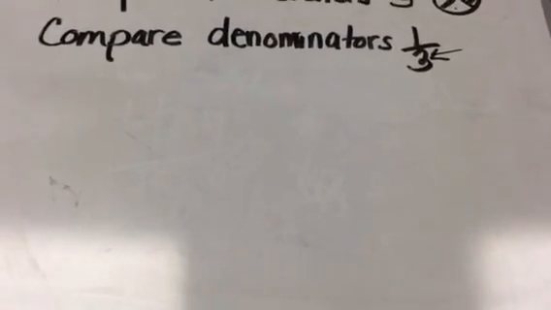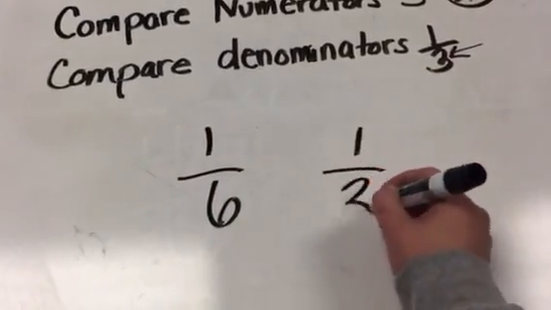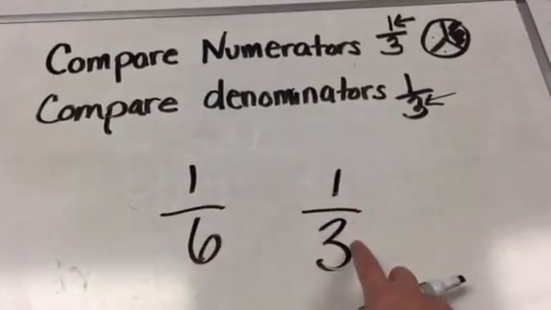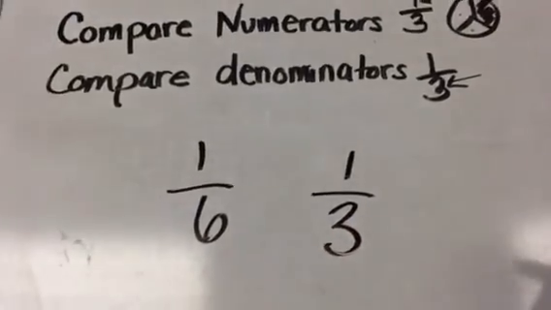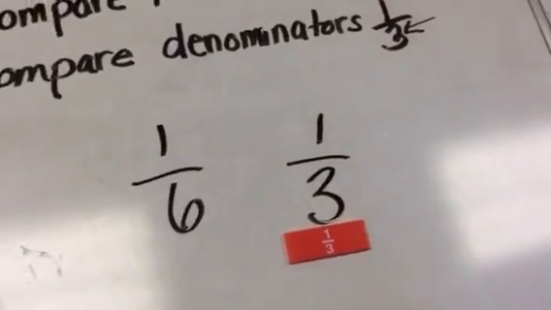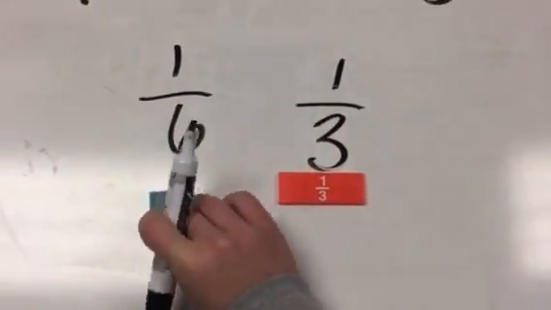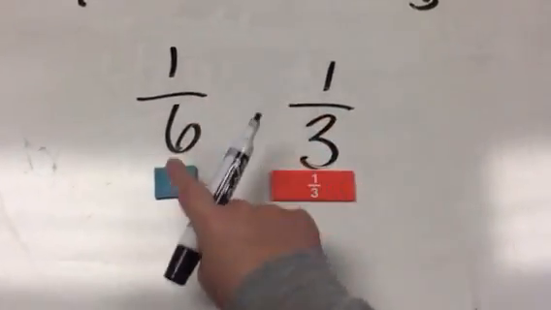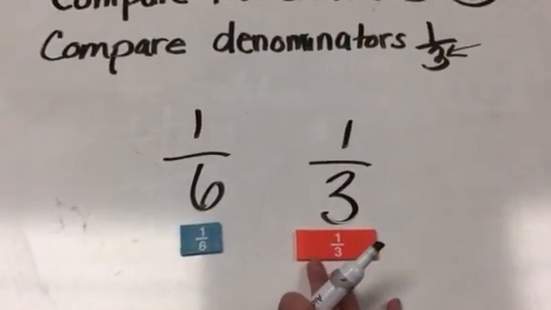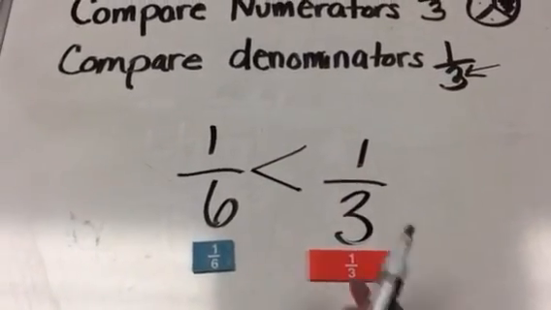Let's try one. So let's try 1/6 and let's try 1/3. Okay? So we have a 1/6 piece and we have a 1/3 piece. Our job is to figure out which one is larger. So I've got a 1/3 piece right here and a 1/6 piece right here. Okay, so this is 1/6 and this is 1/3. Which piece is larger? The third is larger. So you're going to say 1/6 is less than 1/3. Okay, you compared those right.